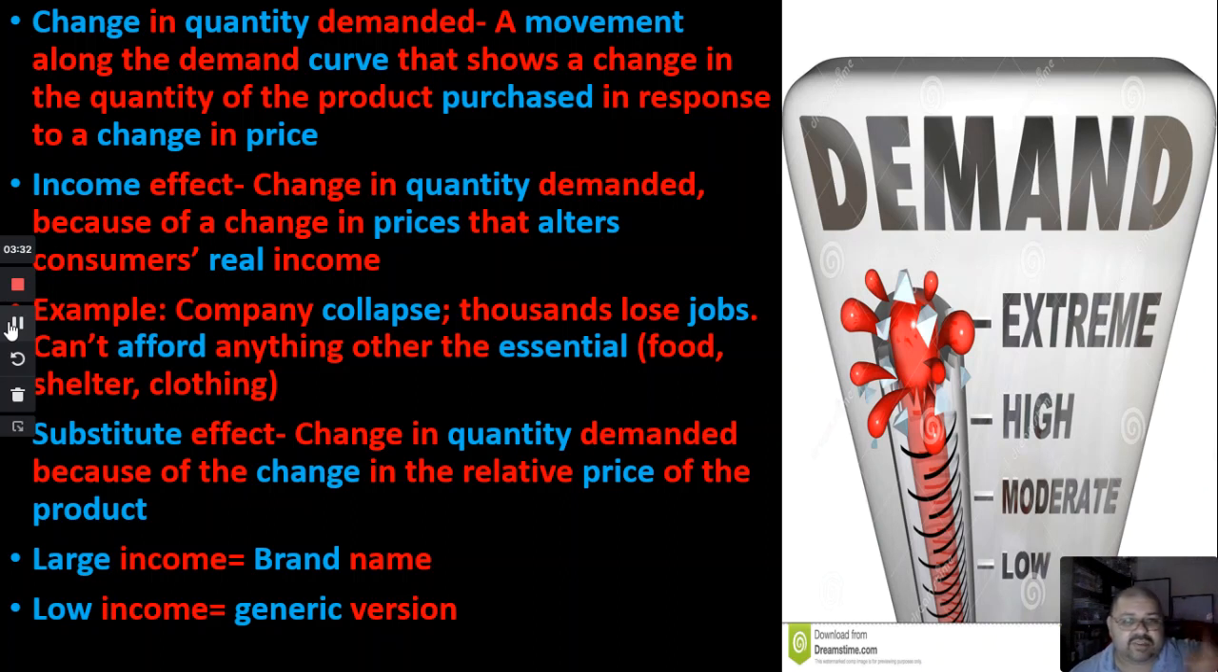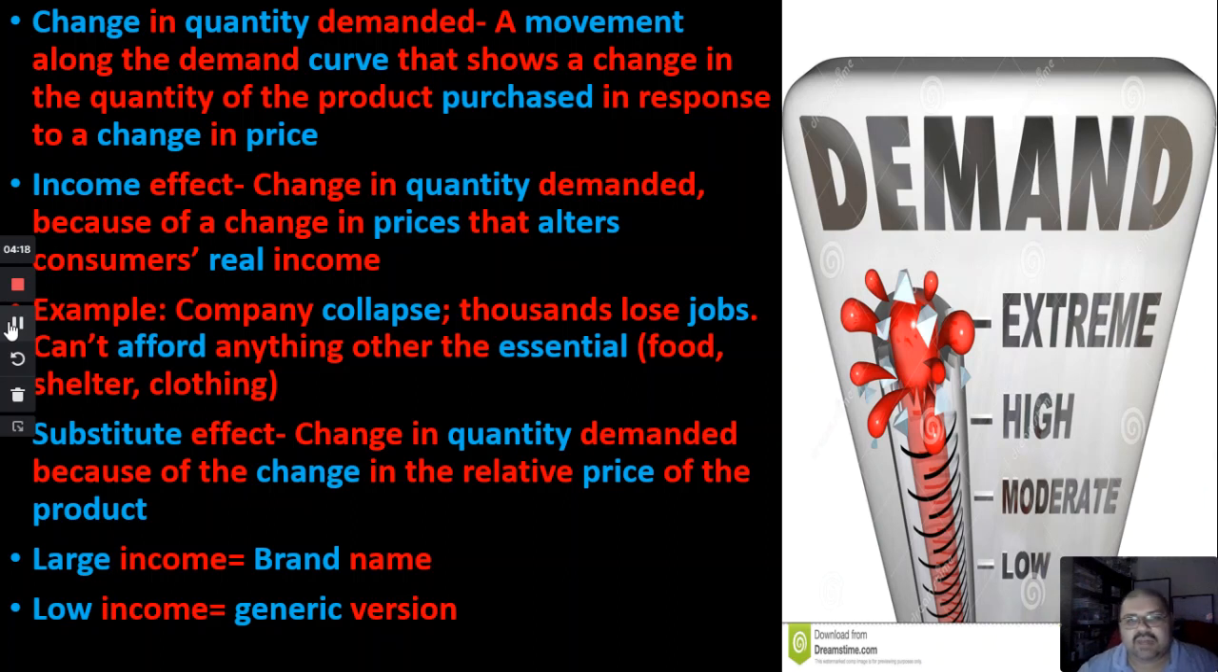Now, same thing works on the flip side. If someone makes more money, they tend to buy nicer things. And this is where the substitute effect comes in. It's a change in quantity demanded because of the change in relative price of the product. Now, income goes up, you're going to tend to buy brand name stuff. You're going to buy that Count Chocula and things like that, cereal. You get low income, you're going to end up buying the bag of cereal mix that's considered the generic brand, the Dino Bites instead of the Count Chocula.